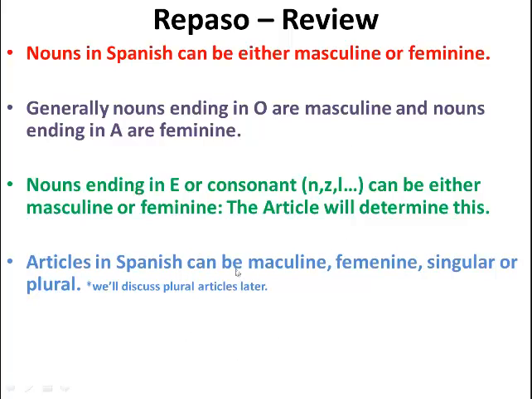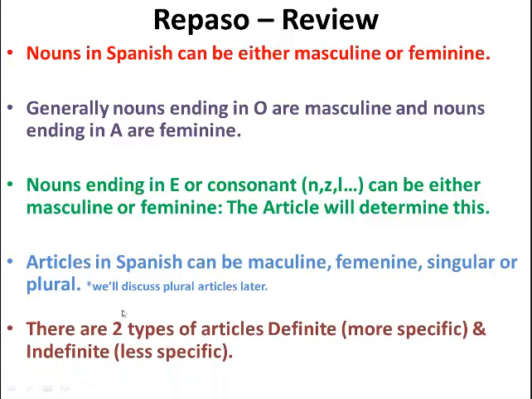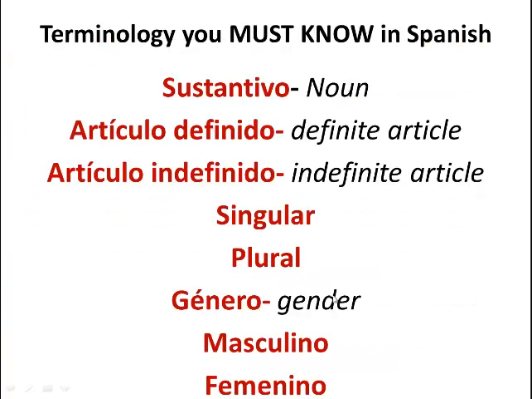And articles in Spanish can be either masculine, they can be feminine, they can be singular, or they can be plural. And there's an agreement to that. So if the article is singular, the noun needs to be singular. If the article is plural, the noun needs to be plural. And we'll talk about plural articles a little bit later on in the year. And lastly, there are two types of articles. We have definite articles, which are more specific, and indefinite articles, which are less specific.